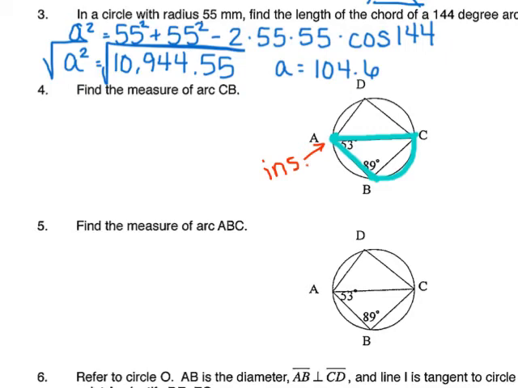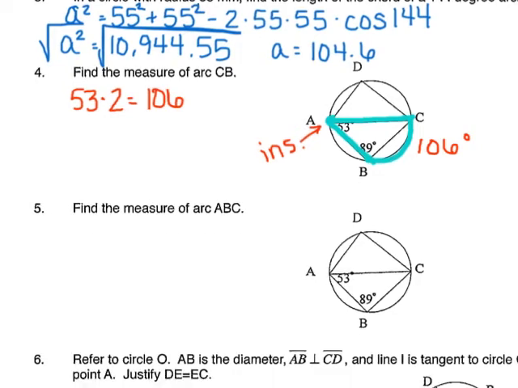So this is inscribed. You may want to make a note of that. And remember that when you're working with an inscribed angle, the angle is half of the arc measurement. So all we have to do is take that 53 and double it. 53 times 2 is 106. So this would be a 106-degree arc. And again, you can think of it either way. You can say that the angle is half of the arc, or you can say that the arc is double the angle.